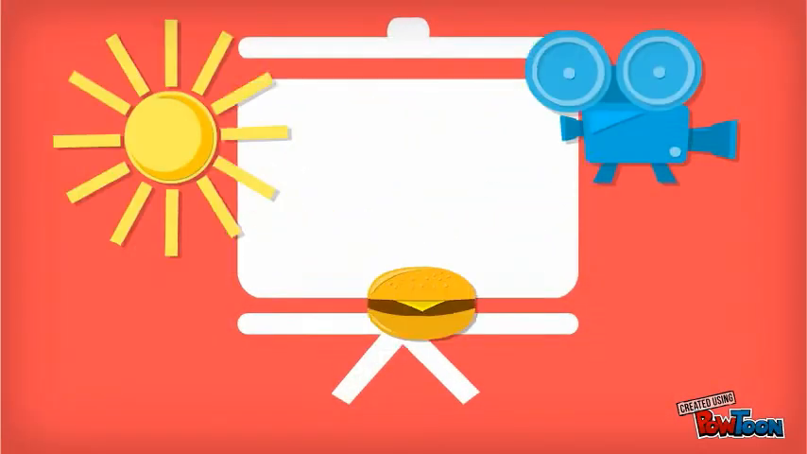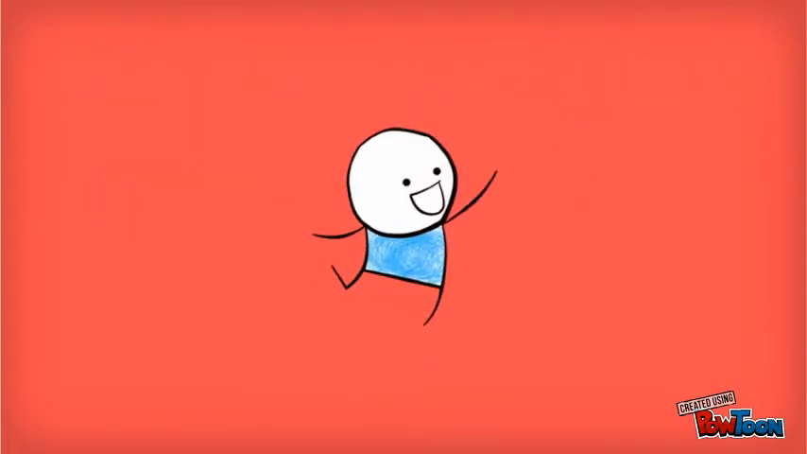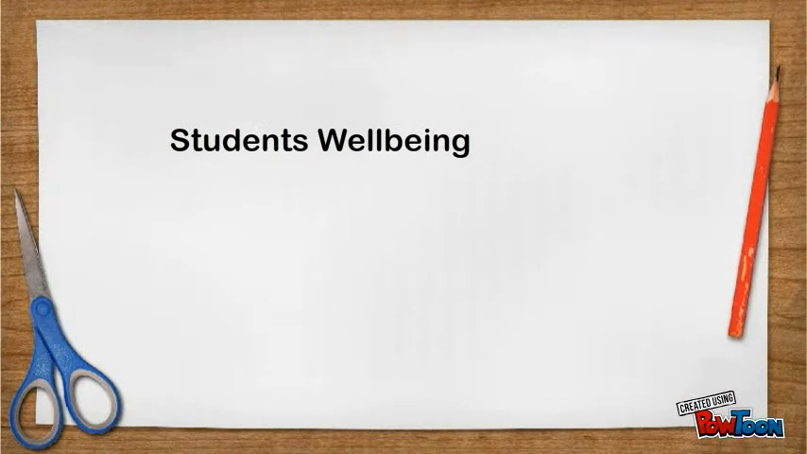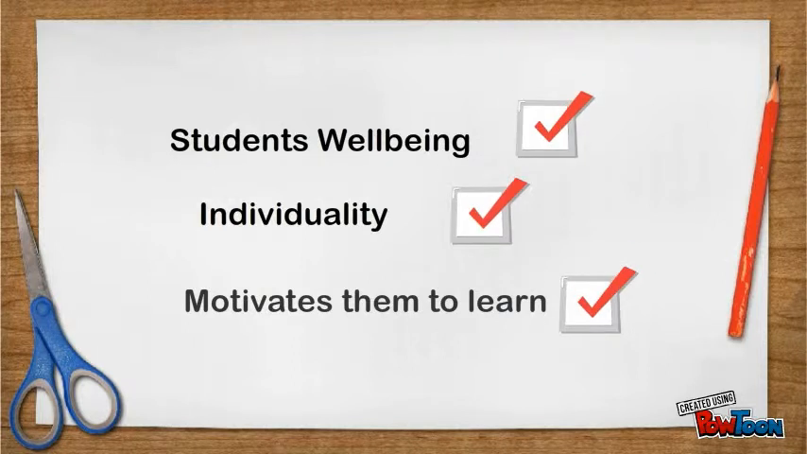Reinforcement in the form of reward charts or activities are another example of ways to boost a student's well-being in the classroom. Now, as new teachers, we have investigated our students' well-being and are aware of their individuality and what motivates them to learn. We can now tailor-make classes to ensure a good academic outcome.